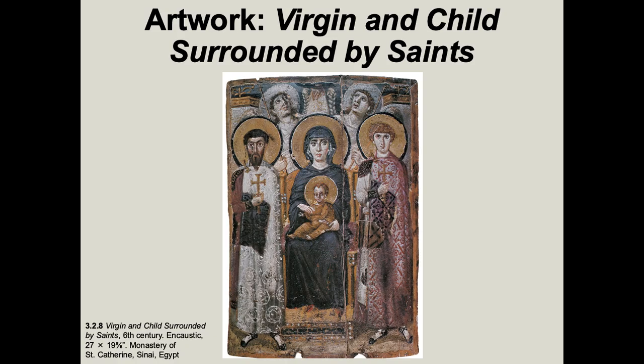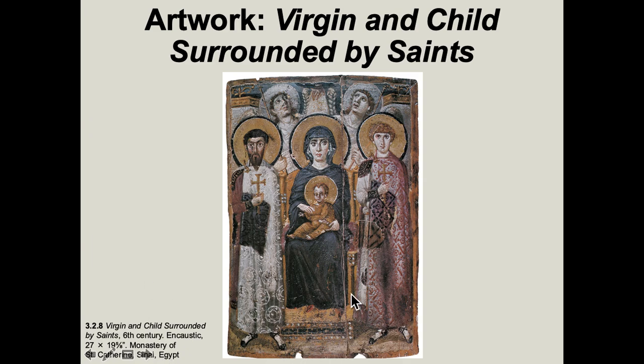Another icon, getting my icons and my idols mixed up. Another icon would be the Virgin and Child surrounded by saints. Now, the reason that this still exists is because it was in the St. Catherine Monastery in Sinai, Egypt, and it was not destroyed in the purge of icons, which we're about to get into.